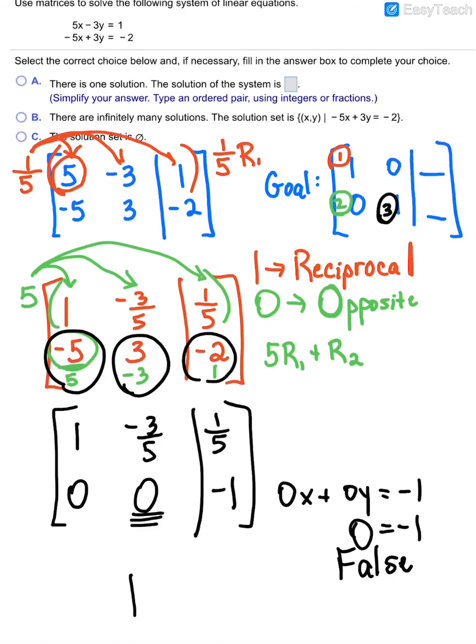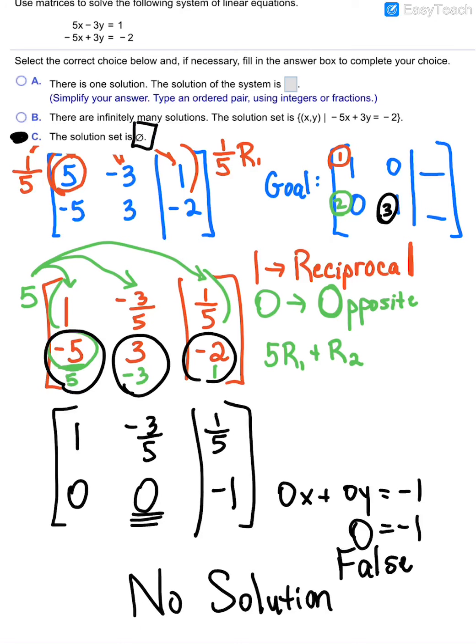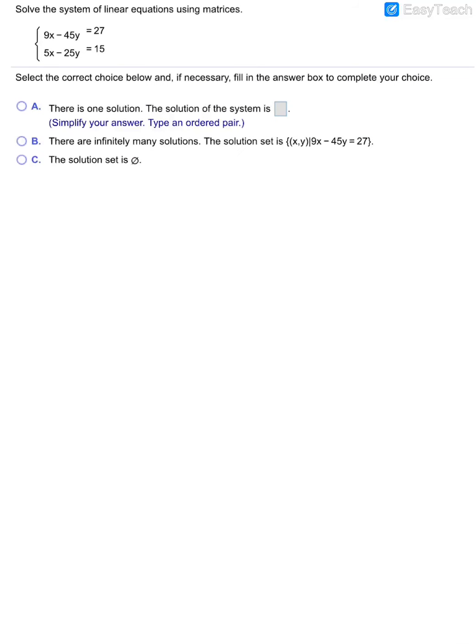And anytime this happens when you're trying to solve a system, that is how you know the system has no solution. So if we came back up here, then your answer choice would be to say the solution set is the empty set symbol, which means the same as no solution. Now let's look at another one.